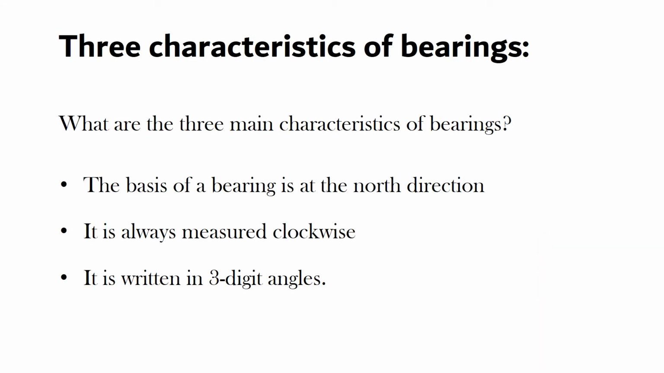So as we expound on that definition, let us look at the characteristics of a bearing. What are the 3 main characteristics of a bearing? Well, 1, the basis of a bearing is at the north direction. Number 2, it is always measured clockwise. And number 3, it is written in 3 digits.